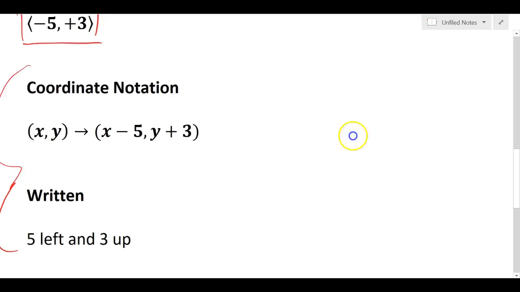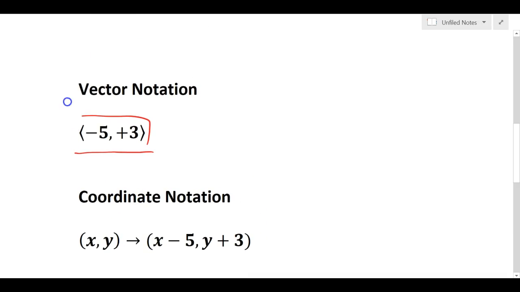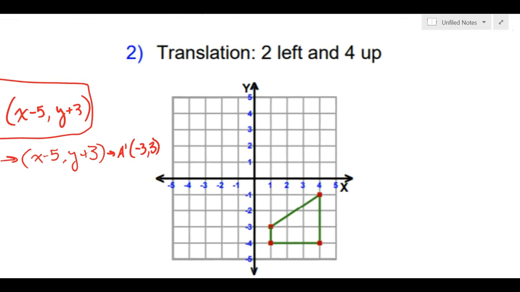Now, we are going to erase these. We are going to go through a few more of these really quickly, and we're going to be scaffolding up in our Bloom's levels, meaning we're going to start off with some simpler ones that are a little more memorization and memory, and then we're going to actually have you guys creating some of these. So let's go through this. Translation: 2 left, 4 up.